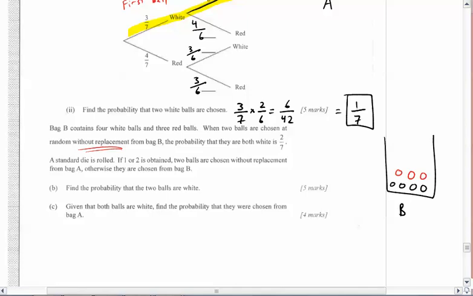The standard die is rolled. If a 1 or a 2 is obtained, 2 balls are chosen without replacement from bag A. Otherwise, they're chosen from bag B. Find the probability that the 2 balls are white.